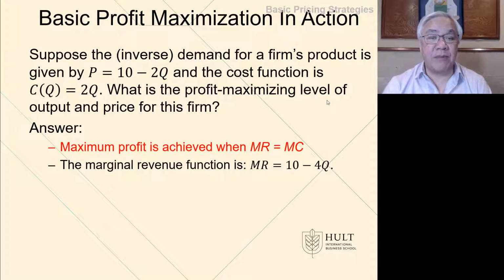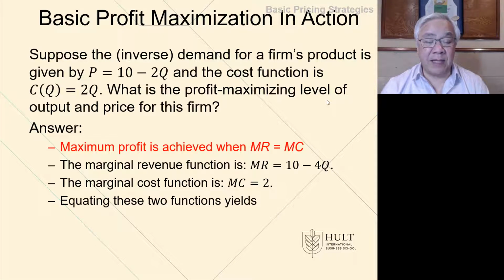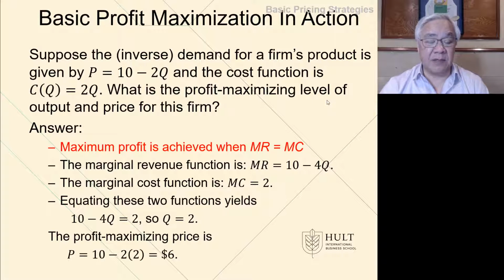First, we know that the maximum profit is achieved where MR equals MC. In this case, we know the marginal revenue is equal to 10 minus 4Q, and that's essentially the demand curve with the double slope. So where price equals 10 minus 2Q, the marginal revenue is 10 minus 4Q, double the slope. The marginal cost was given to us as 2Q. If we take the derivative, we get 2. So the marginal cost is 2. And if we equate these, we get this formula, 10 minus 4Q equals 2. And if we solve for Q, we know it's 2. And at quantity of 2, the price becomes 10 minus 2 times 2, or 6.